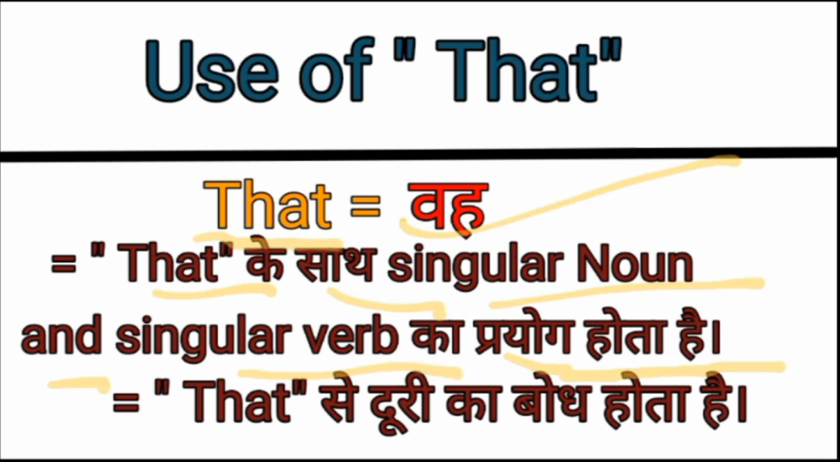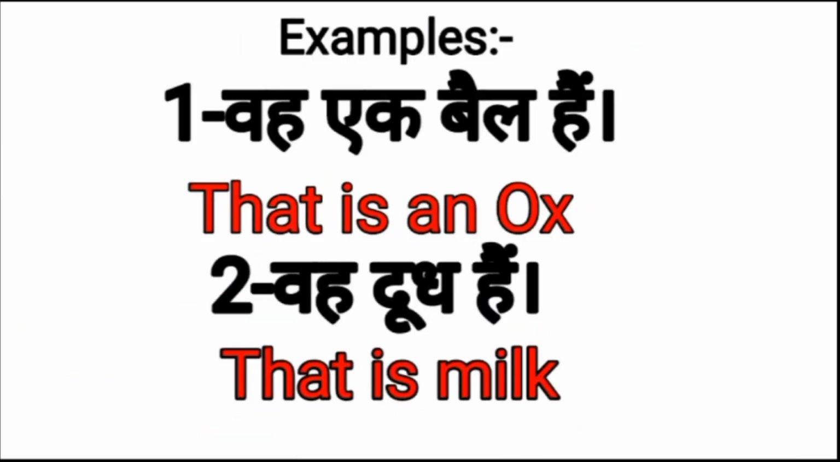दैट के साथ सिंगुलर ही नाउन और सिंगुलर वर्ब का प्रयोग होता है. दैट से दूरी का बोध होता है. एग्जाम्पल्स ऑफ दैट. वह एक बैल है. वह, देखिए वह, यहाँ दूरी का बोध हो रहा है ना. वह एक बैल है. That is an ox.